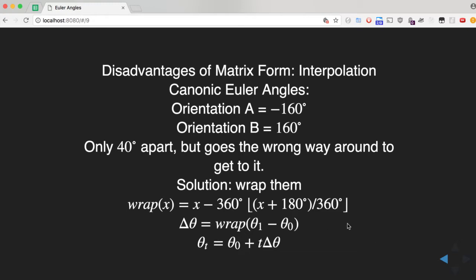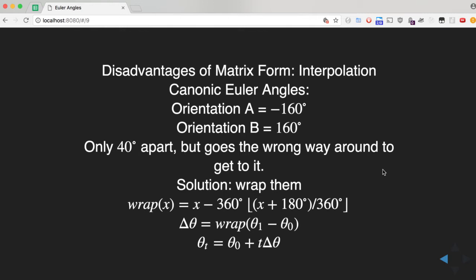So the solution for this one is we're going to wrap around. We're going to have wrap of x equal x minus 360 times the floor, that's what this symbol means if you don't recall, of (x plus 180) over 360. And so then we can define the change in theta as the wrap of the angle change.